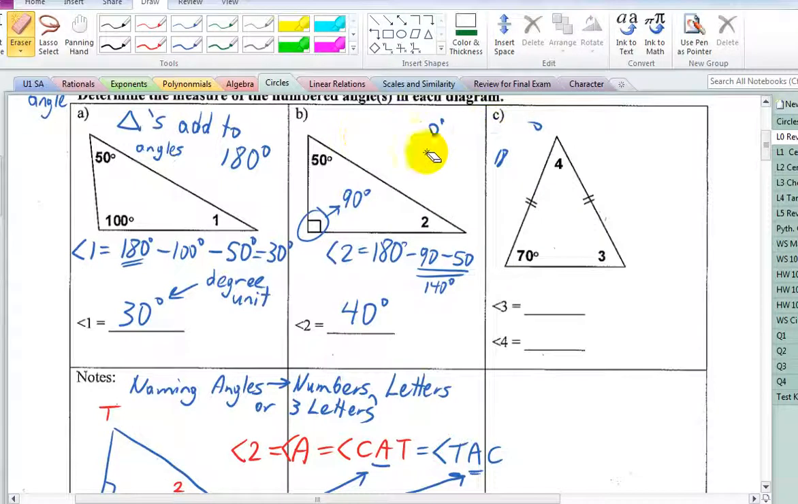Yes, Miranda? Nope, ask it. How does it tell you that it's 90 degrees? What kind of triangle is this?